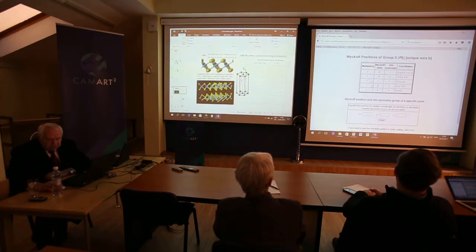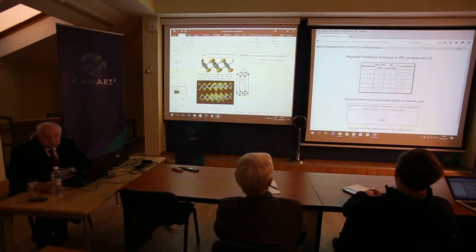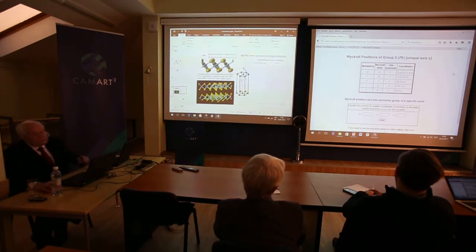And you have all Wyckoff positions for this group. And now let's see unique axis C. In this case, is this arbitrary coordinate seen? Because I always forget the second picture. Is it necessary to show, or is it seen? That screen is better.